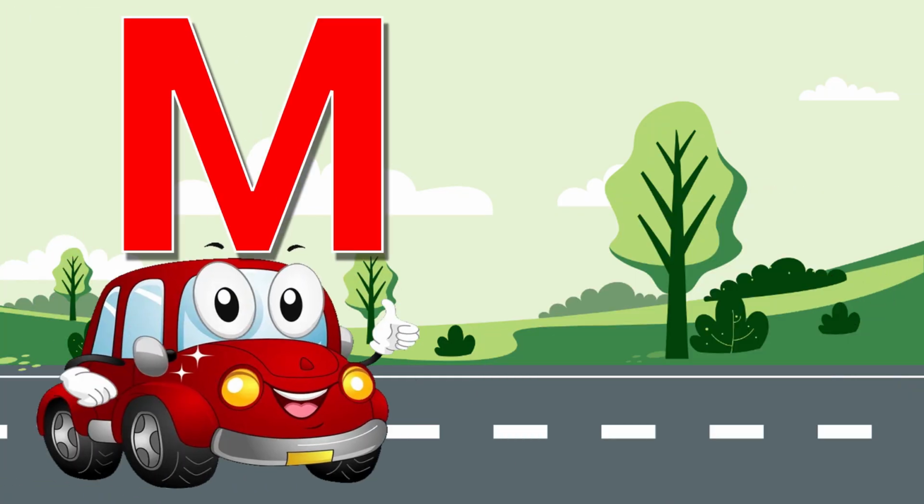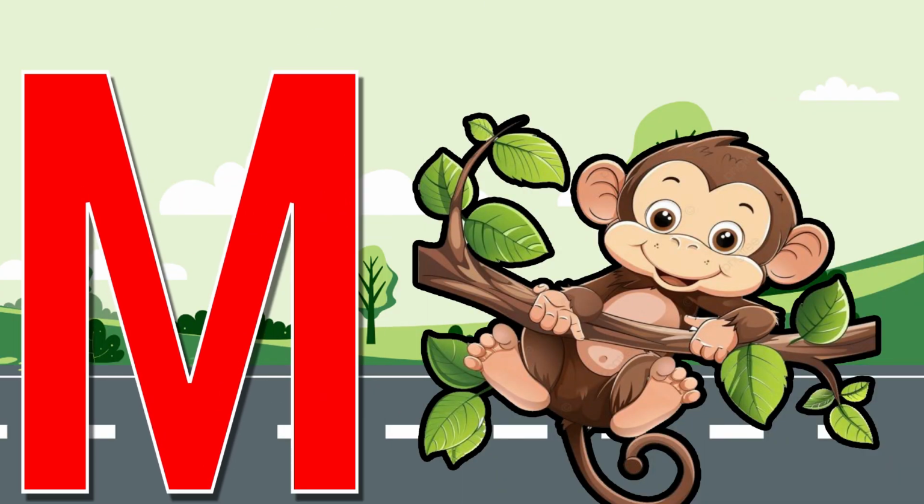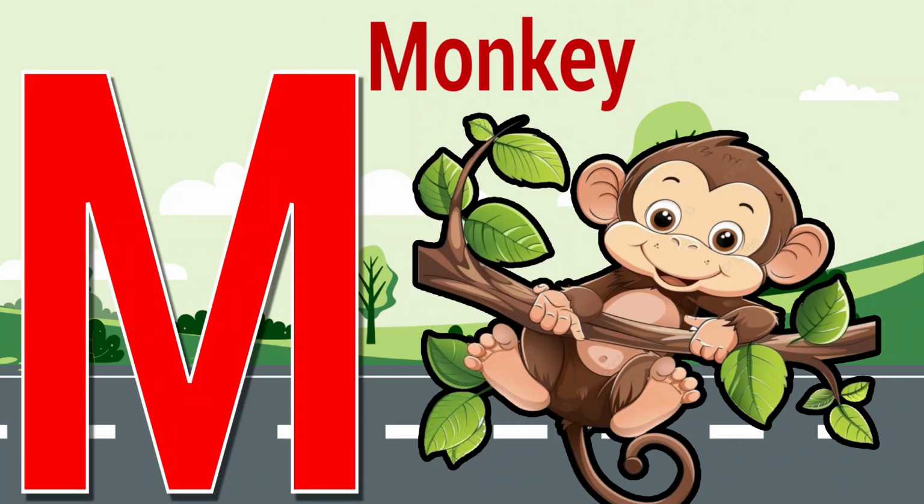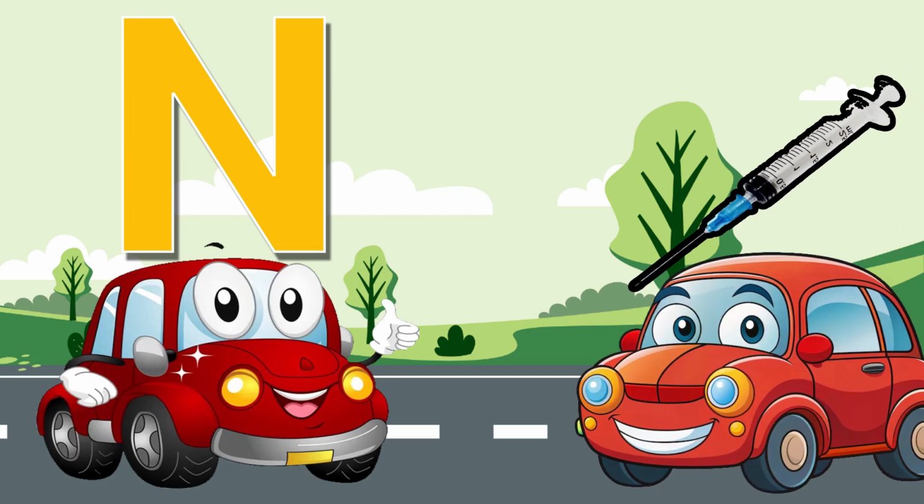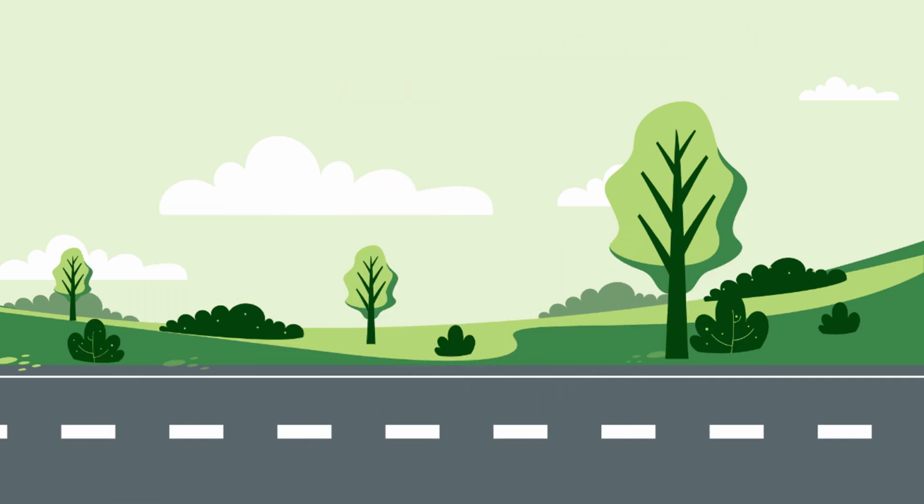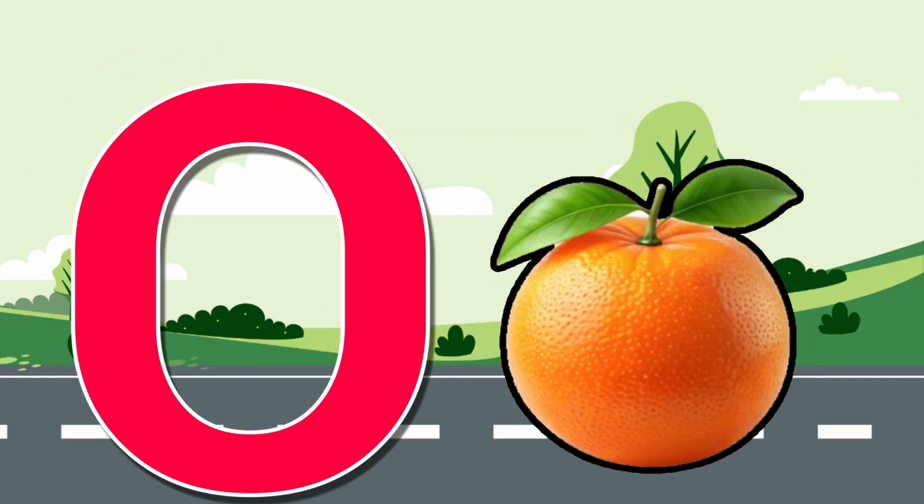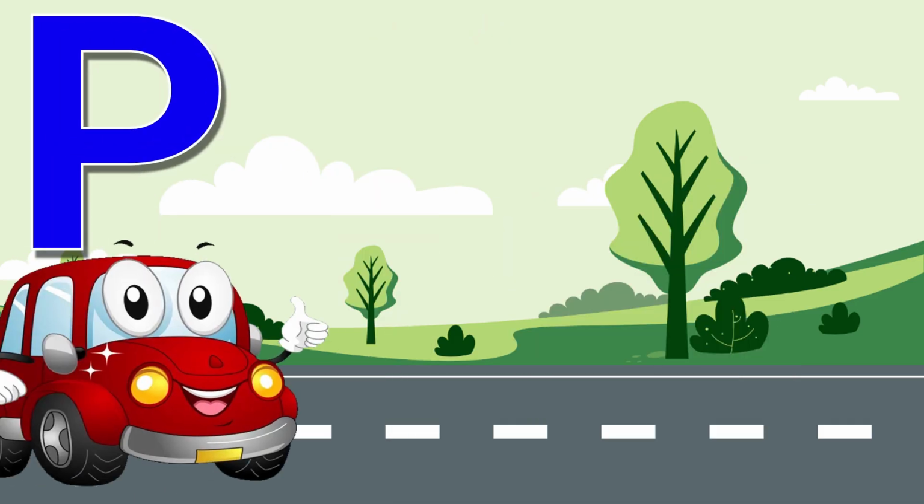M is for monkey. Monkey. M. N is for needle. Needle. N. O is for orange. Orange. O. P is for pony.